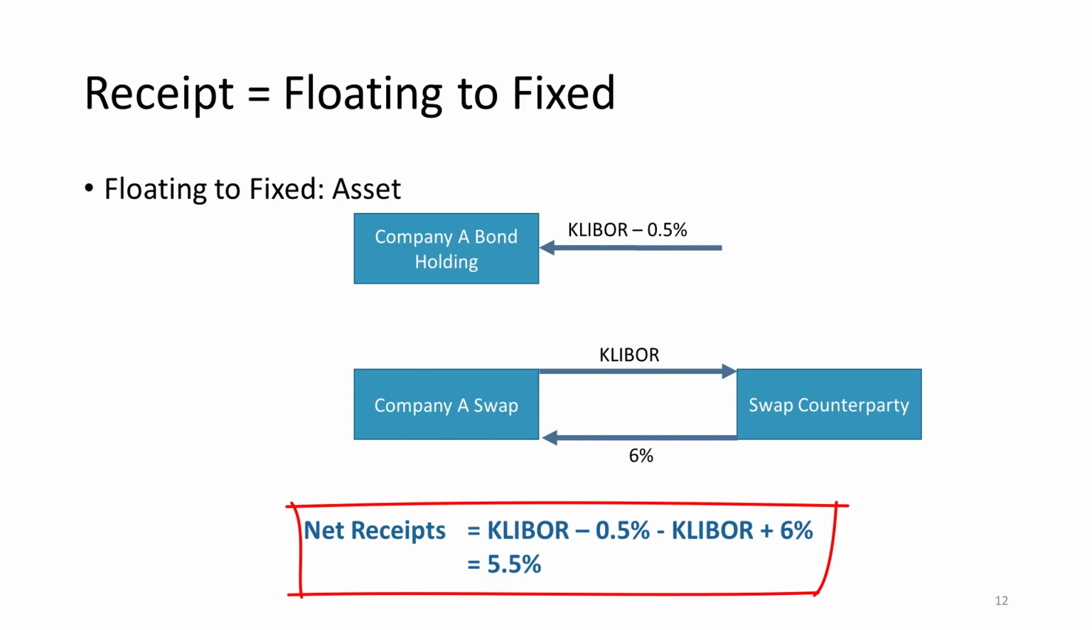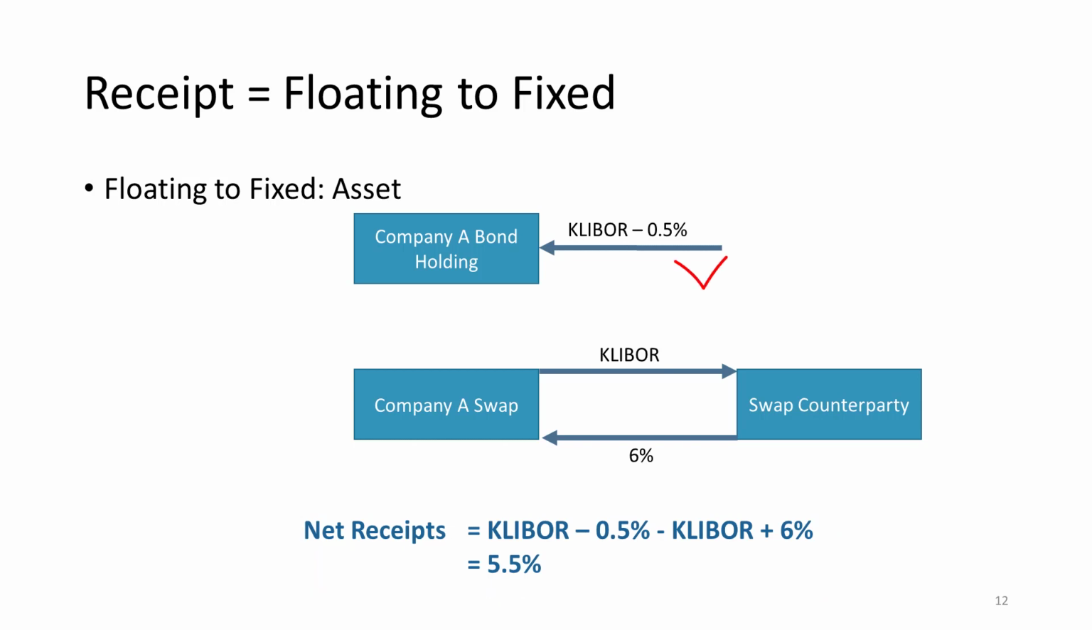As you can see, Company A has converted their receipts from floating, which is CLIBOR minus 0.5%, to fixed rate, which is 5.5%.